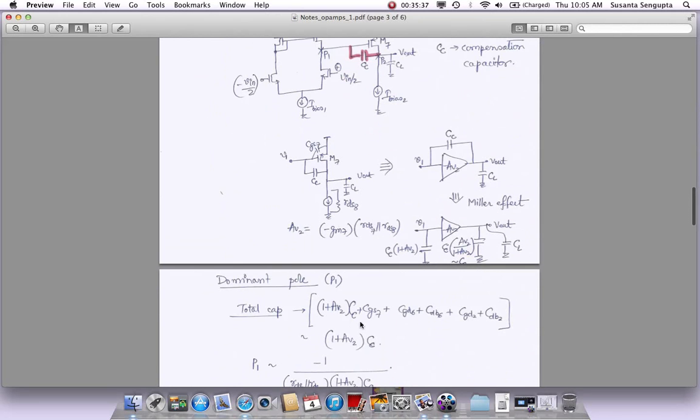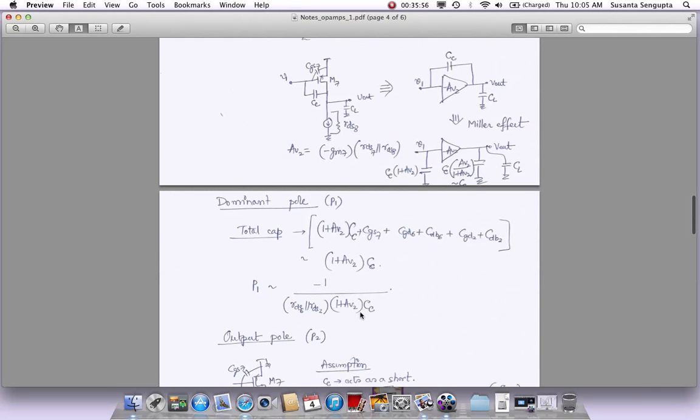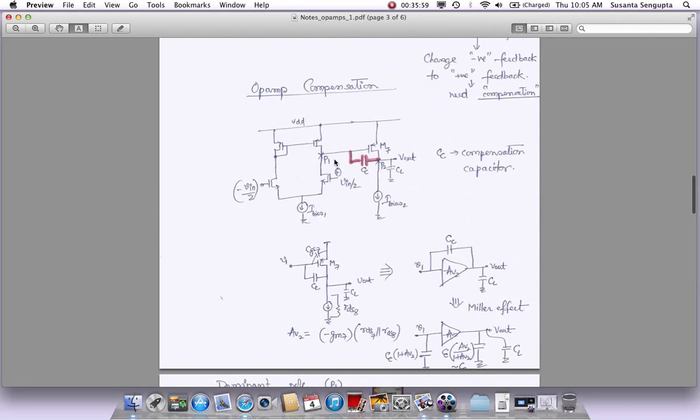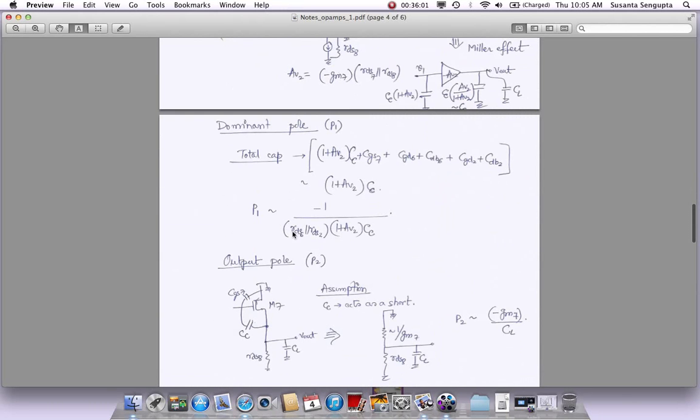The dominant cap now becomes, this is the old values which were already there, which were dominated by CGS7. Now the dominant one becomes 1 plus AV2 times CC. So this becomes a huge value, and everything else can be neglected here. So this becomes the cap at the input at this pole where we are causing P1. The resistance value has not changed because of inserting this single cap. The resistance is still the parallel resistance of RDS6 and RDS2. But the cap has changed significantly, so the pole value has become much smaller.